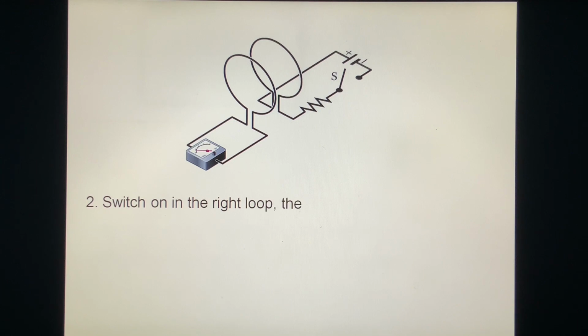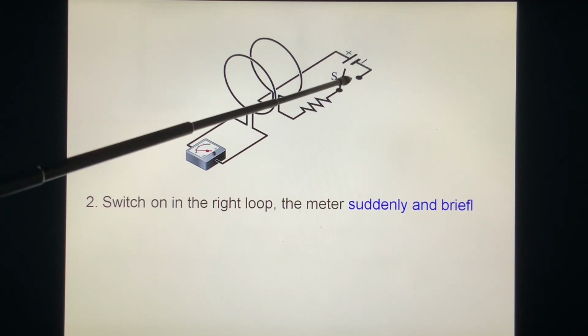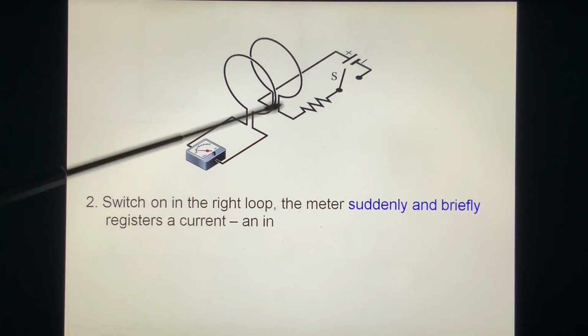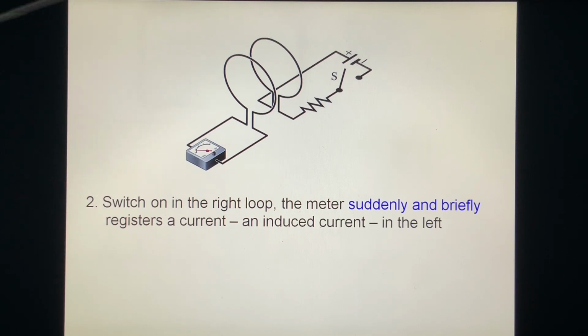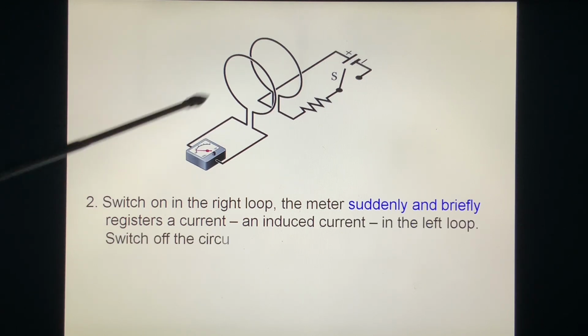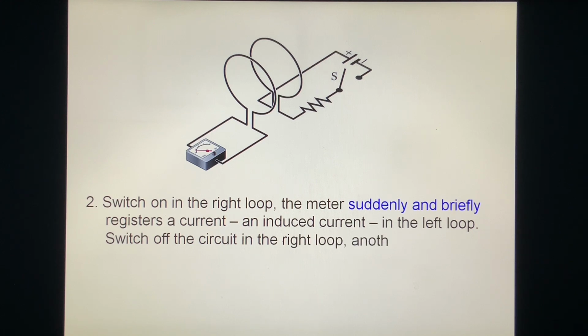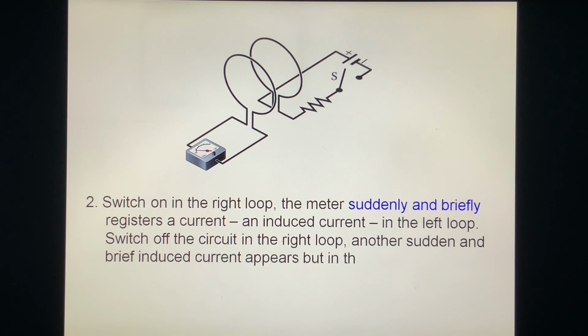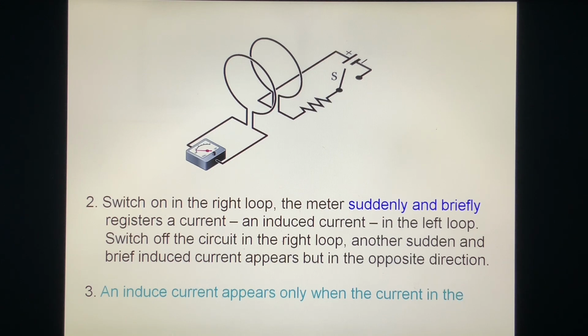Switch on the current in the right loop, and the meter suddenly and briefly registers a current, an induced current in the left loop. Switch off the current in the right loop, and another sudden and brief induced current appears, but in the opposite direction. Three, an induced current appears only when the current in the right loop is changing.